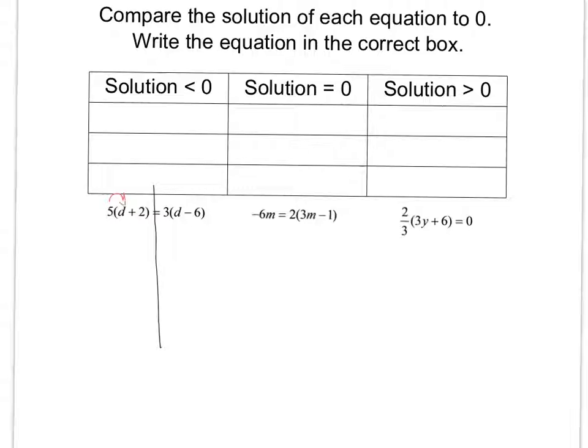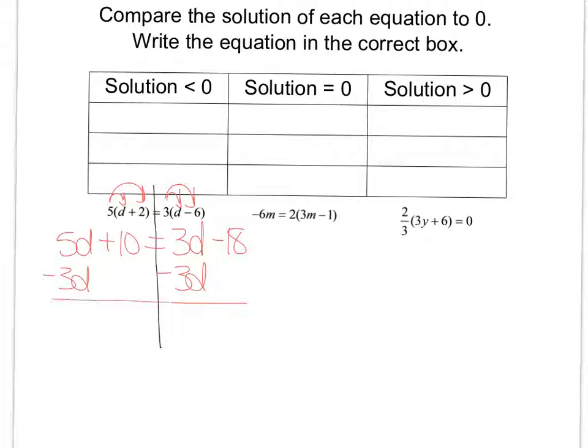So I'm going to do 5 times d is 5d. 5 times 2 is 10. Then 3 times d is 3d. And 3 times negative 6 is negative 18. I have a variable on both sides, so I'm going to move the 3d. 5d minus 3d is 2d plus 10 equals a negative 18.